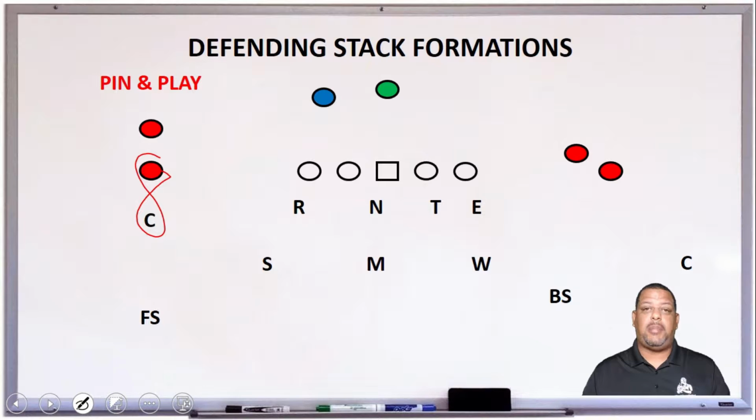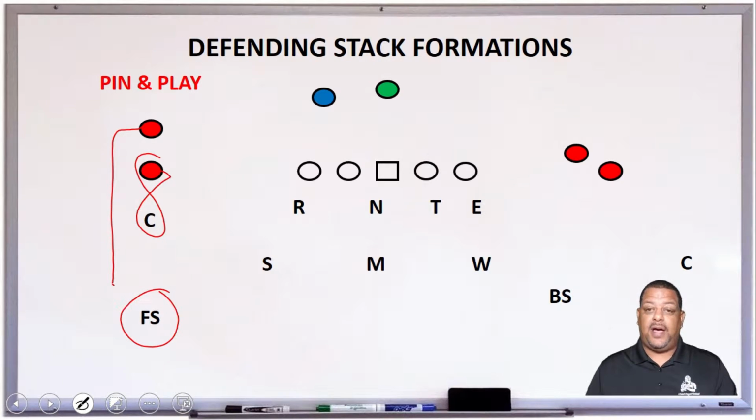We want to press him back into the number 2 receiver so his release is not as clear. All right. So that right there with that corner, as you see, we're pinning him. Next, we want to play. As you notice, the free safety is further back, and he's going to play the number 2 receiver in the backfield. If he releases outside, fine, he plays that. If he releases inside, fine, he plays that. This is a man concept, pin and play.